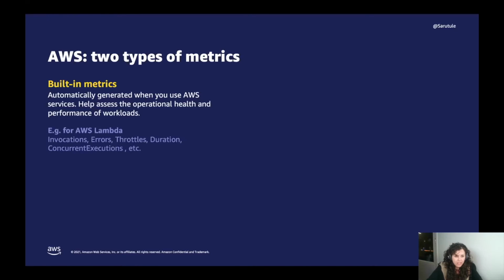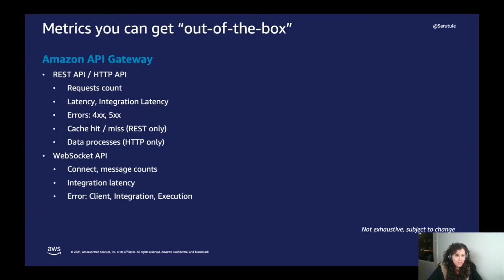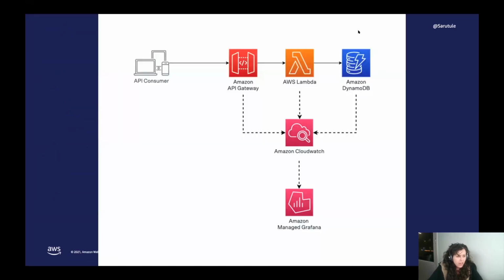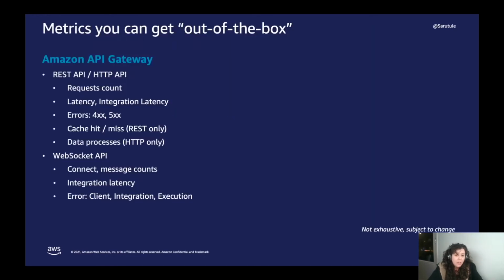Let me go next. So you remember I showed you this diagram. We have API Gateway, which is your REST API entry point. Then you have Lambda that does the compute. Then you have your data store, which is a NoSQL database, DynamoDB. So let's have a look at what information can be useful for you and that you get out of the box.